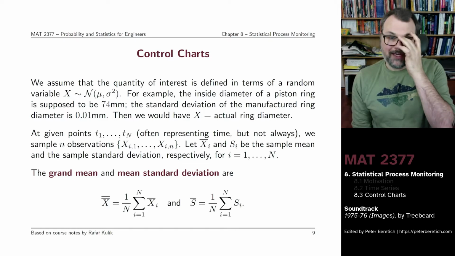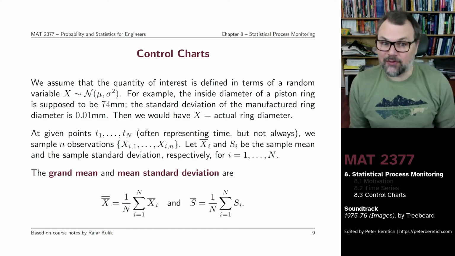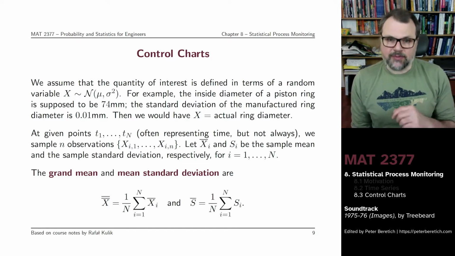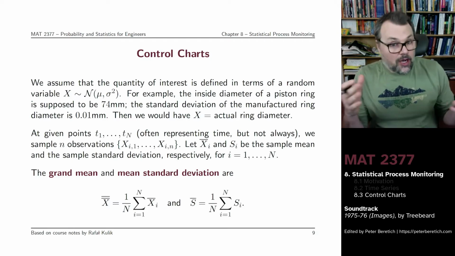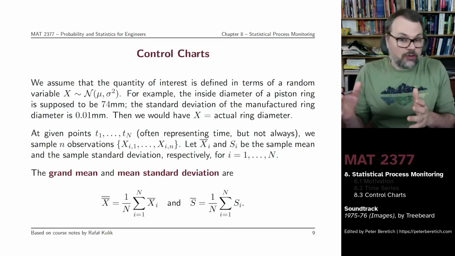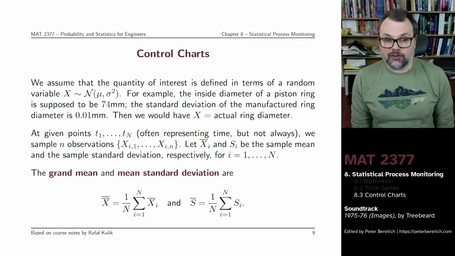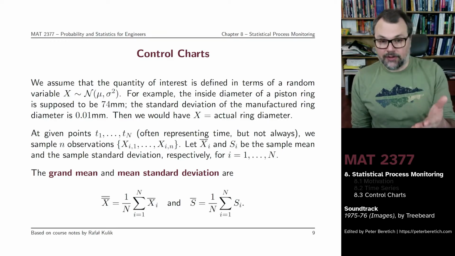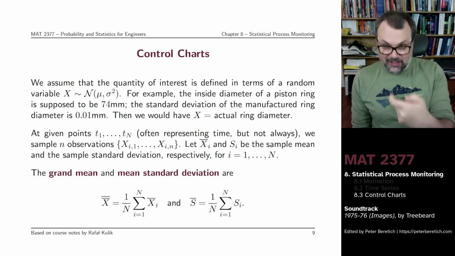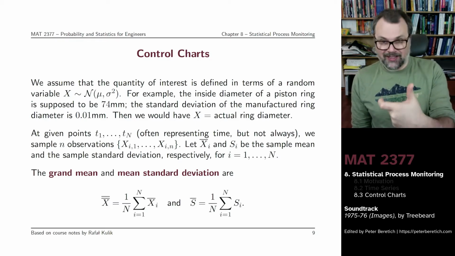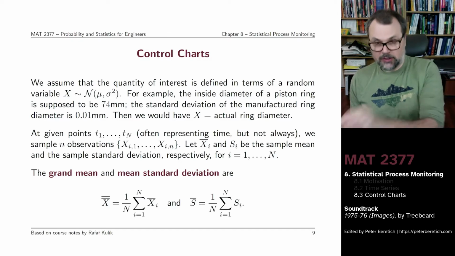Perhaps by design it's meant to be 74 millimeters, but there's going to be some standard deviation due to some common causes or potential special causes. But at any rate, the standard deviation is 0.01 millimeter. The measurement for us, the random variable x, would be the actual measured ring diameter for a specific specimen.